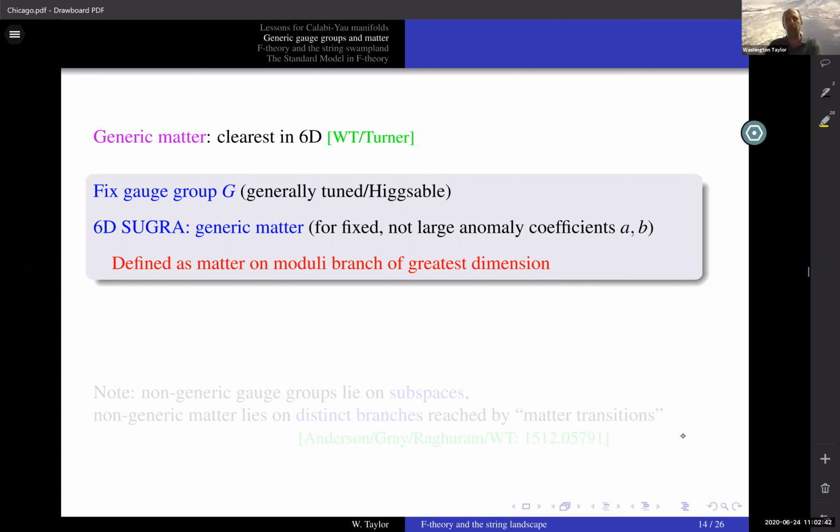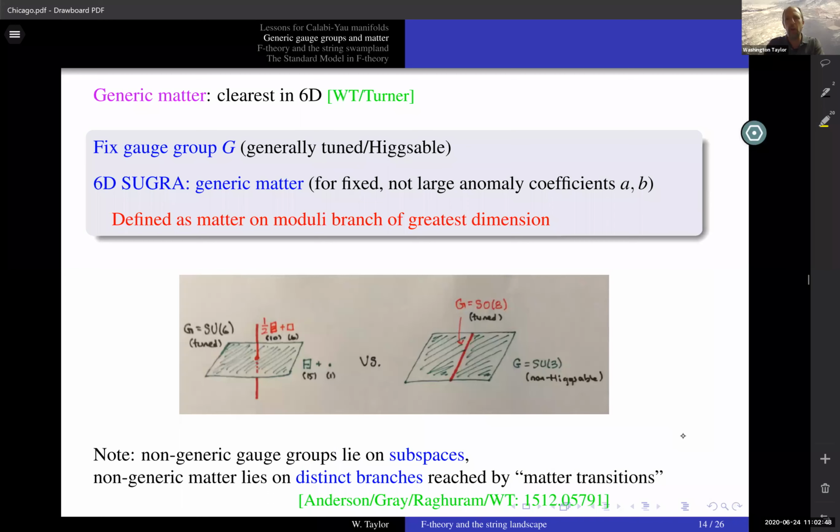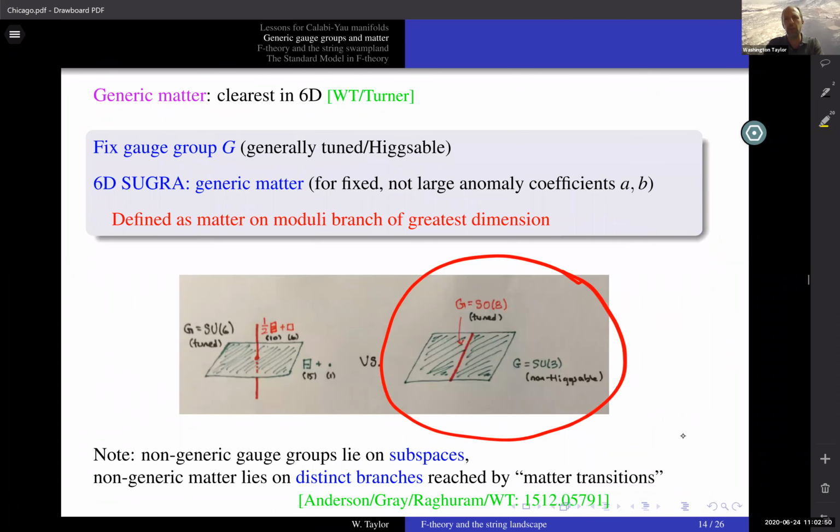Just to distinguish this concept from what we were talking about with non-Higgsable gauge groups, on the right here we have a picture of part of the moduli space, where in the bulk of the moduli space, in green, we have a non-Higgsable SU3 gauge group. And then on a special subloci, we refine that to SO8. So there, a non-generic gauge group lies on a subspace of the moduli space, which has the generic gauge group.